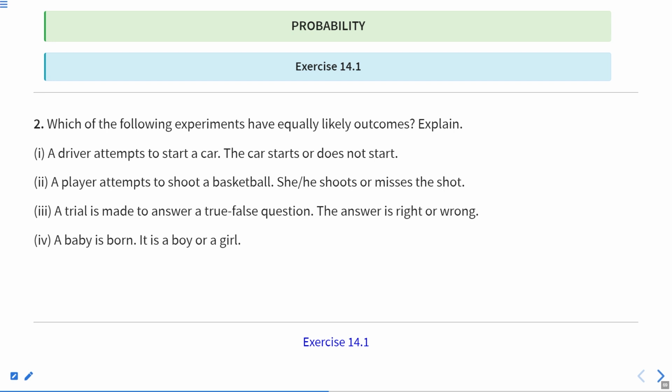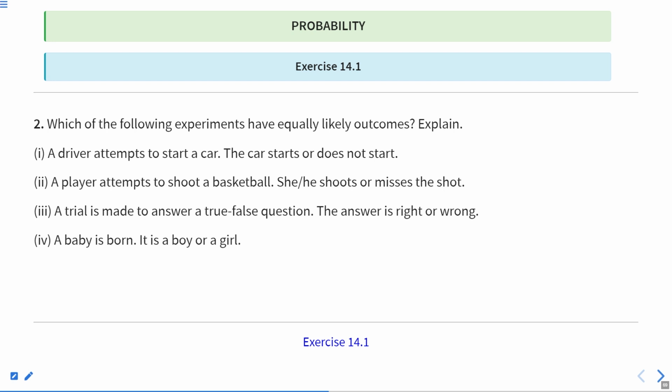Okay, and now let us see the third one. In the third one, we have: a trial is made to answer a true-false question. The answer is right or wrong. So for this experiment, we have to justify whether it has equally likely outcomes.